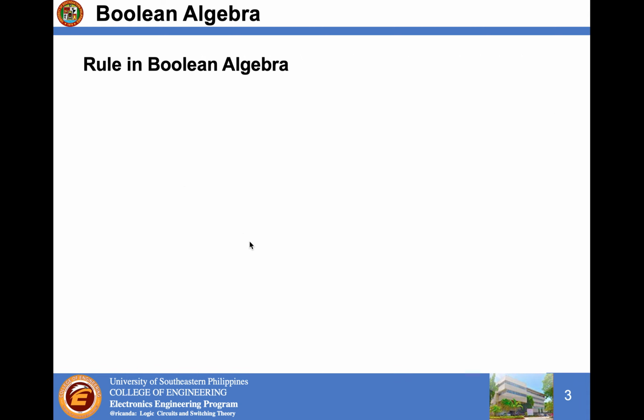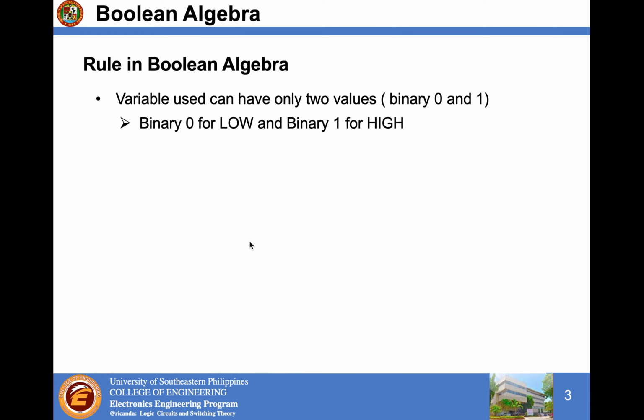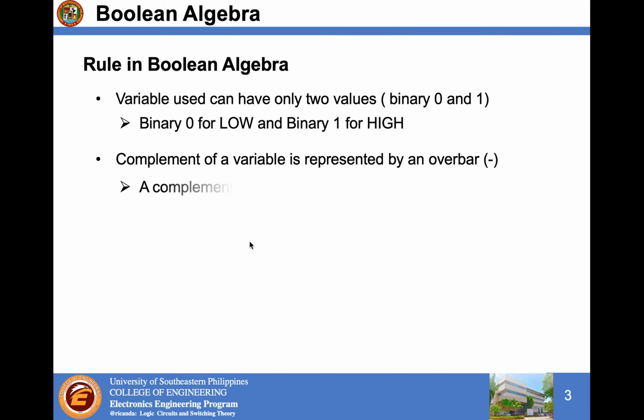So we have rules to follow in Boolean algebra. First, a variable can have only two values, either 0 or 1: binary 0 for low and binary 1 for high. The complement of a variable is represented by an overbar. So the complement of a variable A is represented as A bar.